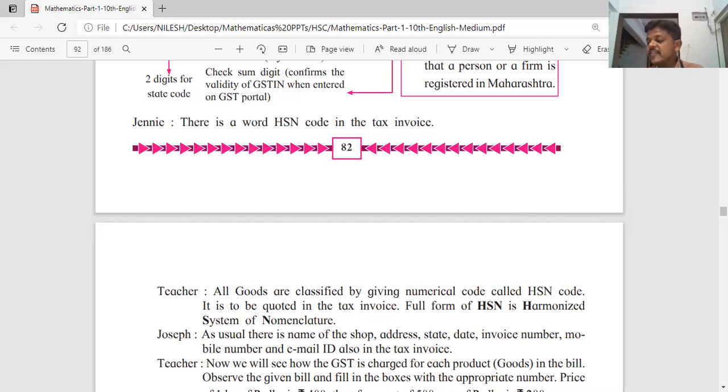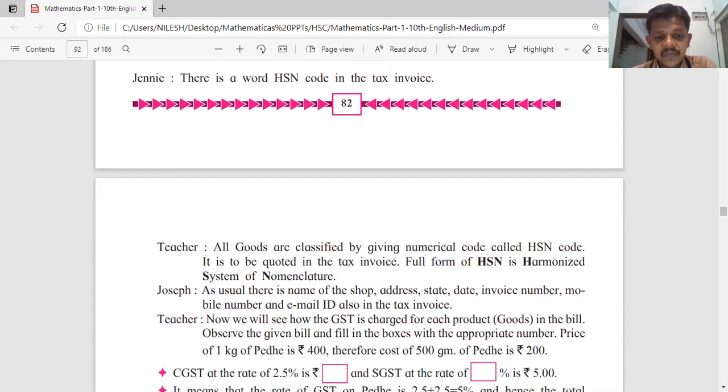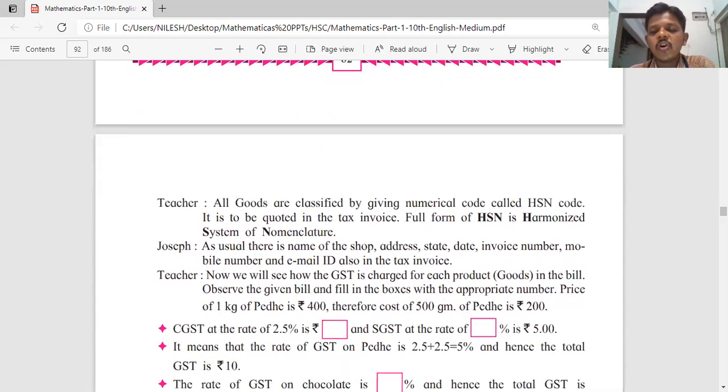We study this in chemistry and physics, right? Naming, nomenclature. Likewise, this nomenclature is there in our tax system also. Every good, every product has been named. So it is HSN. You should know this, harmonized system of nomenclature. As usual, there is the name of the shop, address, state, date, invoice number, mobile number, and email ID also sometimes in the tax invoice.